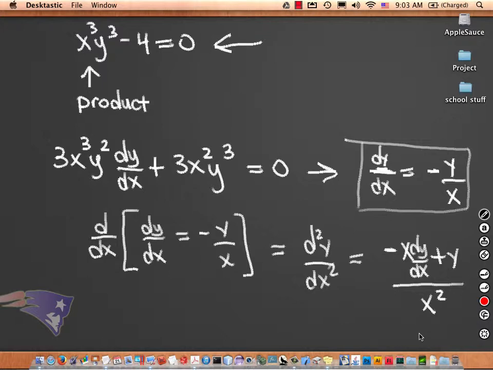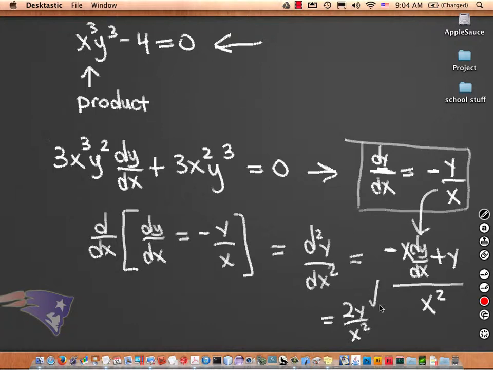Does that make sense? But we already know what dy/dx is. It's negative y over x. So when you put a negative y over x in here, you just end up getting y. Oh, which becomes 0? No, you get positive y, because this is negative and this is negative. So you're going to finally end up with 2y over x squared.